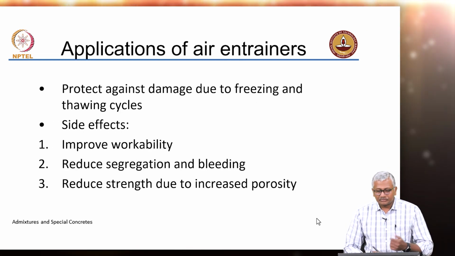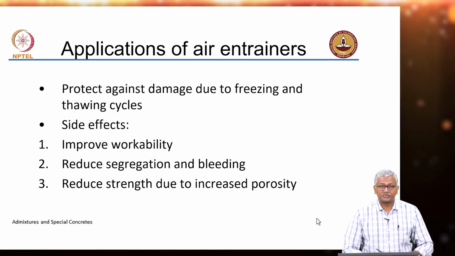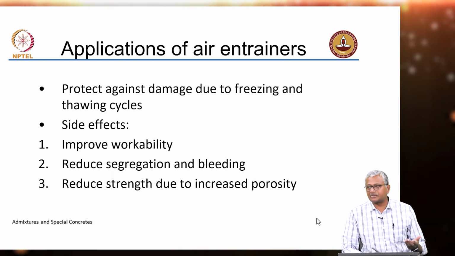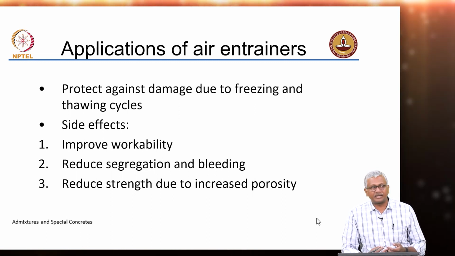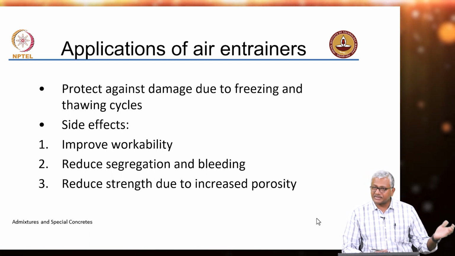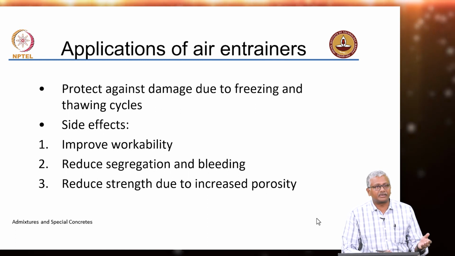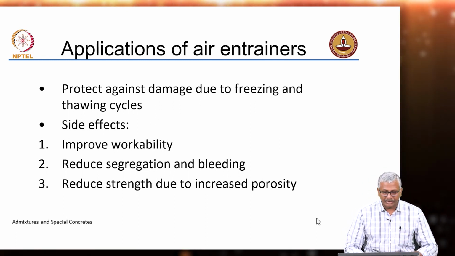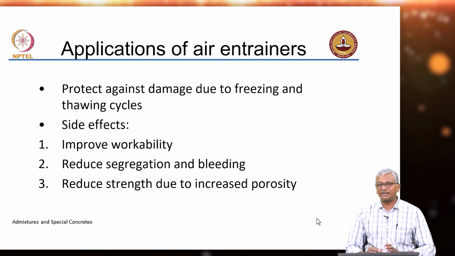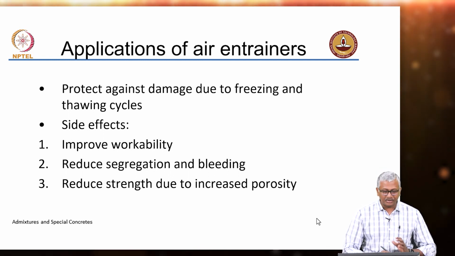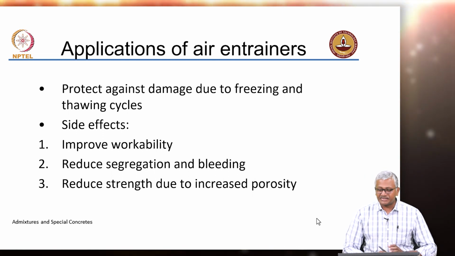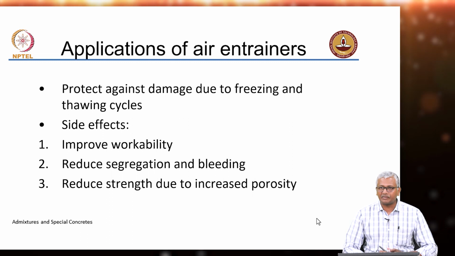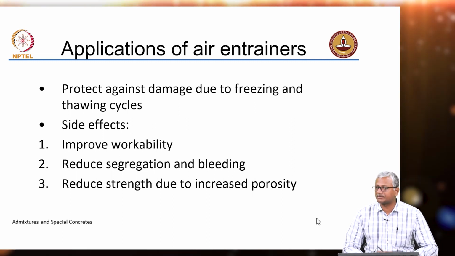Today we will continue that discussion on chemical admixtures with air-entrainers. So, after superplasticizers, perhaps the most used chemical admixtures are air-entrainers, ahead of set regulators, accelerators, and retarders. So, the primary idea of using air-entrainment is to protect against damage due to freezing and thawing cycles. That is the primary thing to be done, damage due to freezing and thawing cycles.